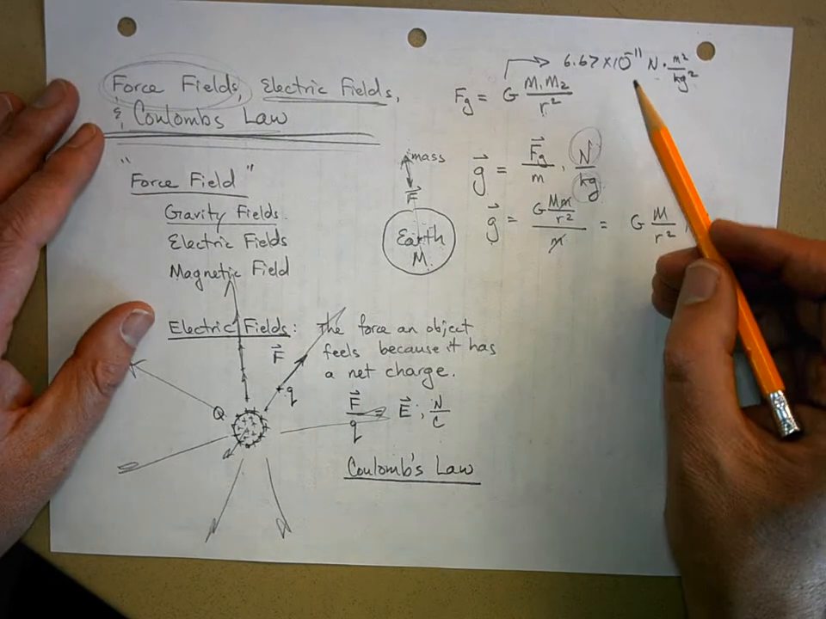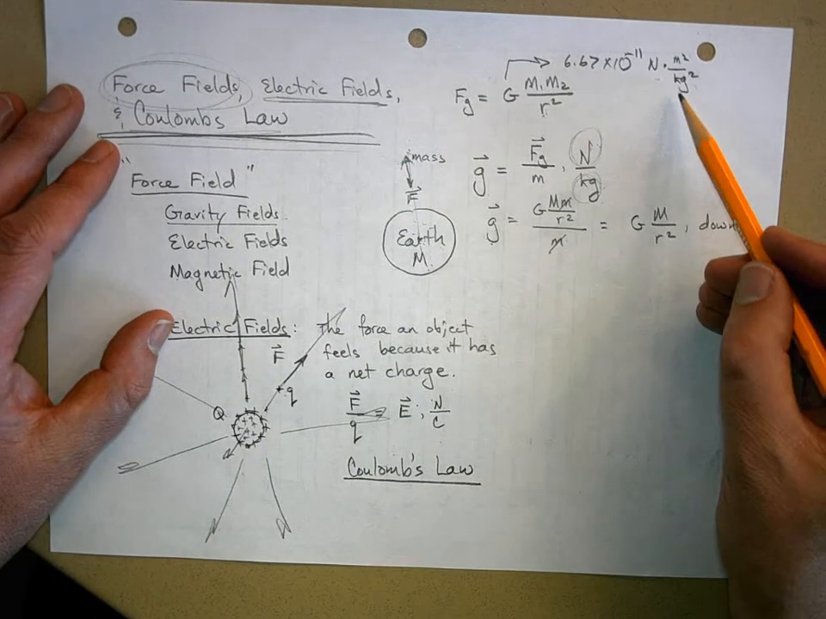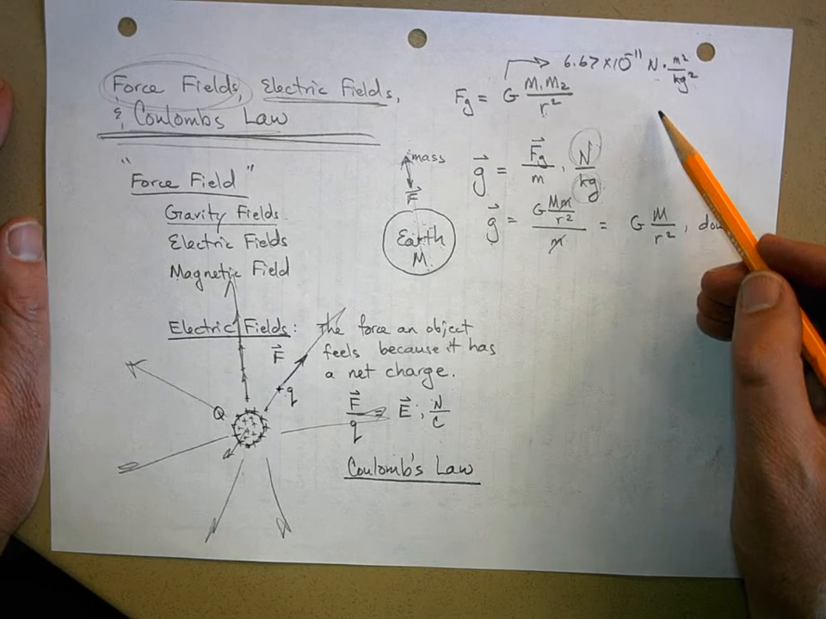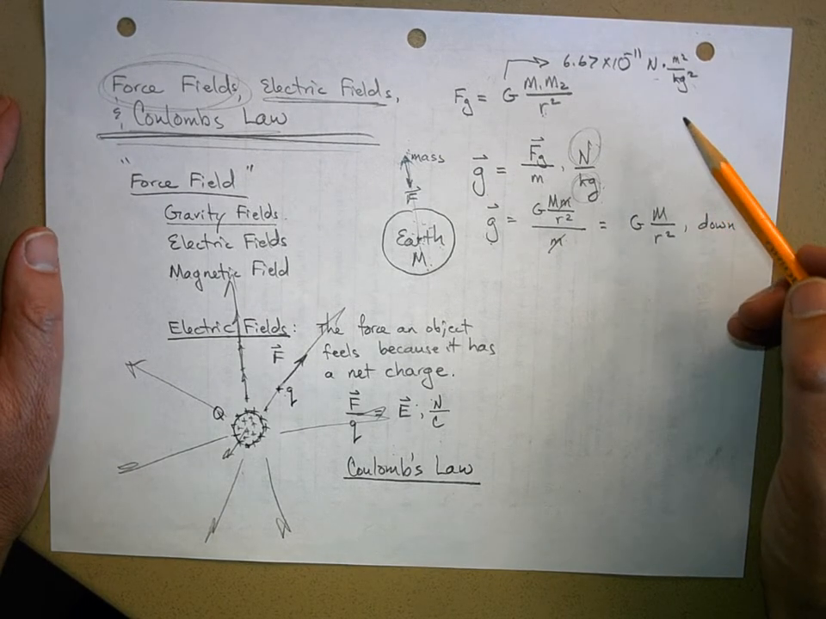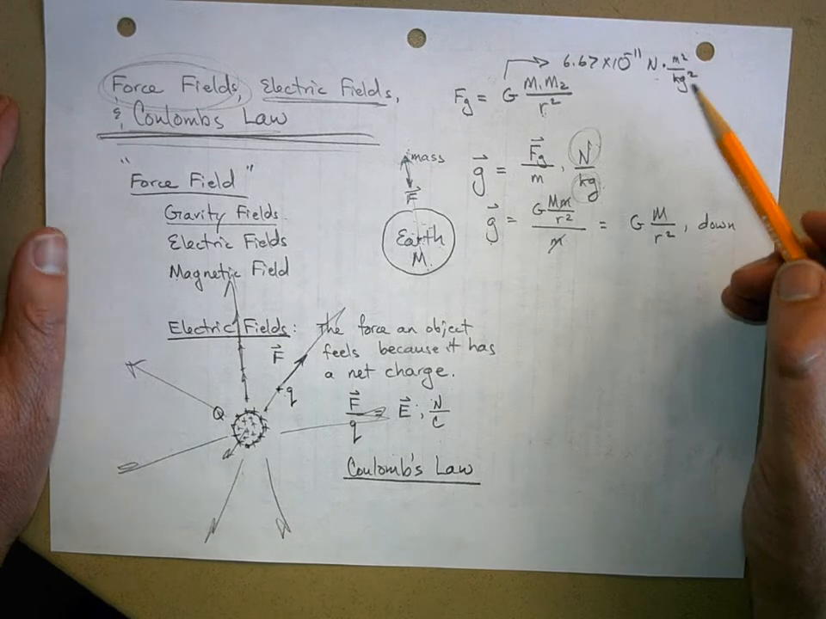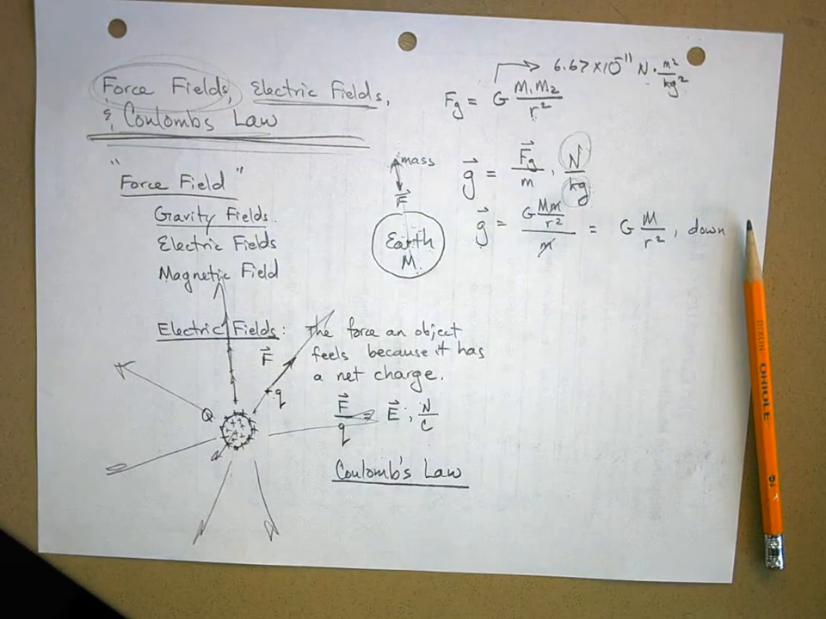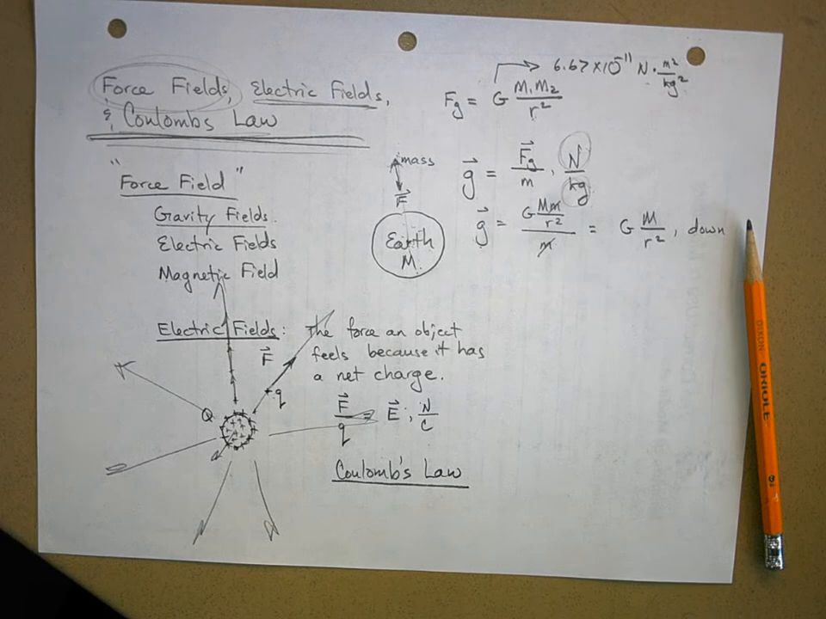Now look how tiny this number is. It's big to write down, but it's tiny. 10 to the negative 11. If I put 1 kilogram of mass 1 meter away from another kilogram of mass, the force of attraction between those two massive objects is 66 trillionths of a newton. It's hardly noticeable. The force of gravity is weak.